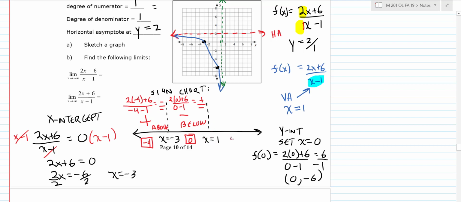So what do? Pick a test point. Any number you want to, bigger than 1, will give the same result. Okay, plug in to your function like we've been doing. So do 2 times 2 plus 6 over 2 minus 1. You have a positive numerator, a positive denominator. Positive result, so what does that mean about the graph? It means you're above, exactly.